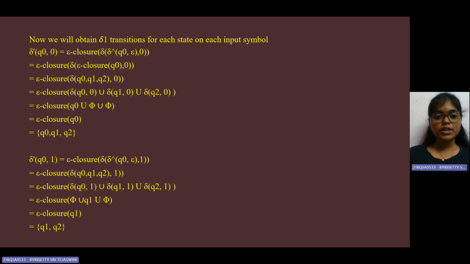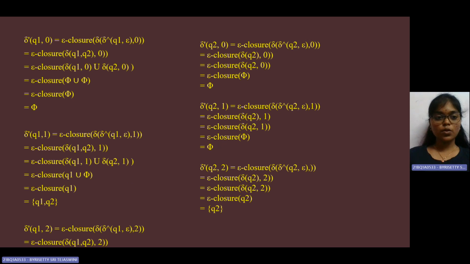Next, similarly, we'll see q1 comma 0. q1 comma 0 is q1 comma epsilon comma 0. So first, the epsilon closure of q1 is taken. Epsilon closure of q1 is q1 and q2, right? q1 and q2 comma 0. Now for both states q1 and q2, the input 0 is taken, so delta of q1 comma 0 and q2 comma 0.